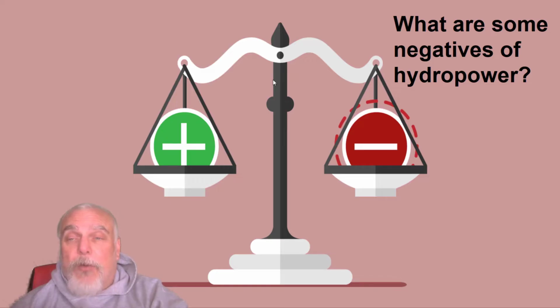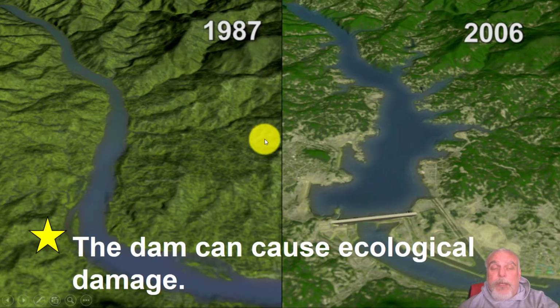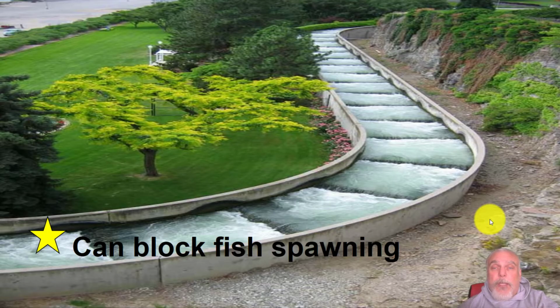Some negatives of hydropower. One of the negatives would be that a dam itself can cause ecological damage. So here is a river in 1987, they built a dam, and here's the reservoir, so it changes things in this area quite a bit. So you can see the difference between this area, and that could make homes for animals vanish. You can see the vegetation is quite a bit different, and downstream there could be changes as well. Fish spawning, that could be a real problem.